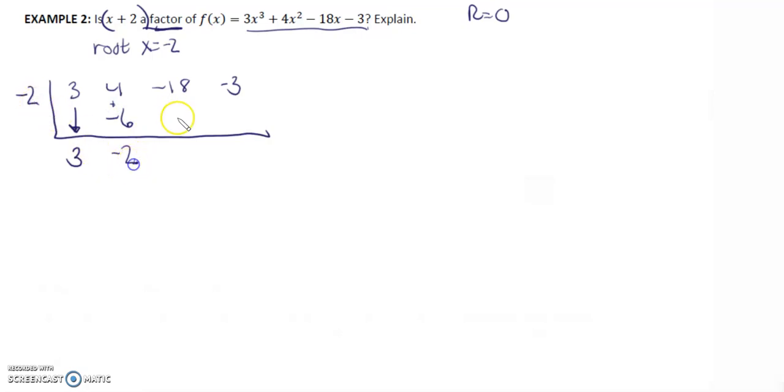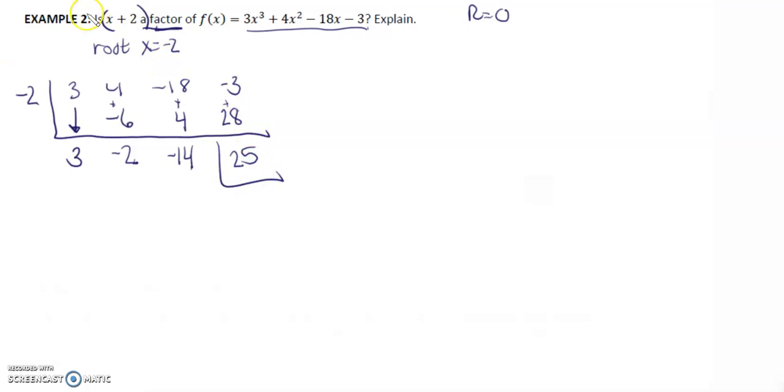Negative 2 times negative 2 is 4, and then we add. We get negative 14. Negative 2 times negative 14 is 28. Add these, we get 25.